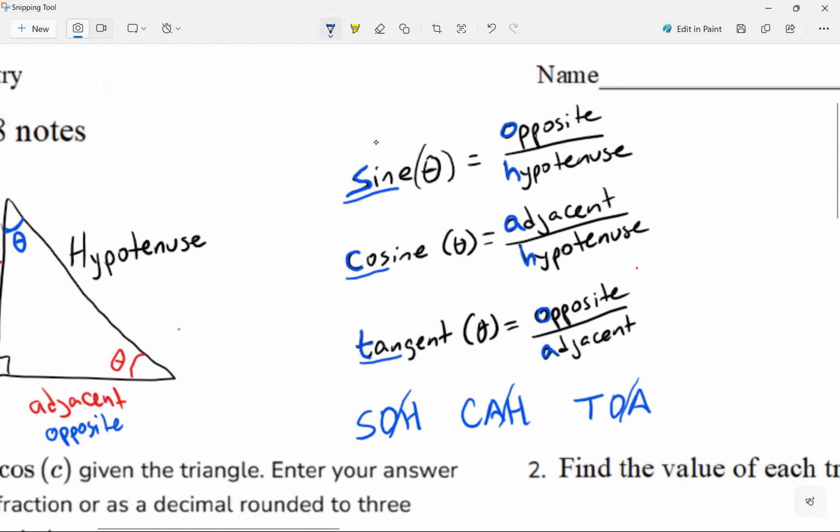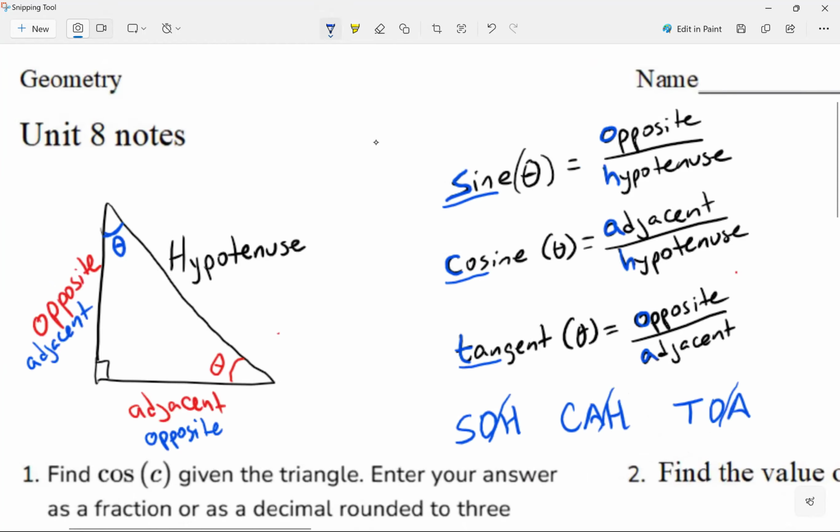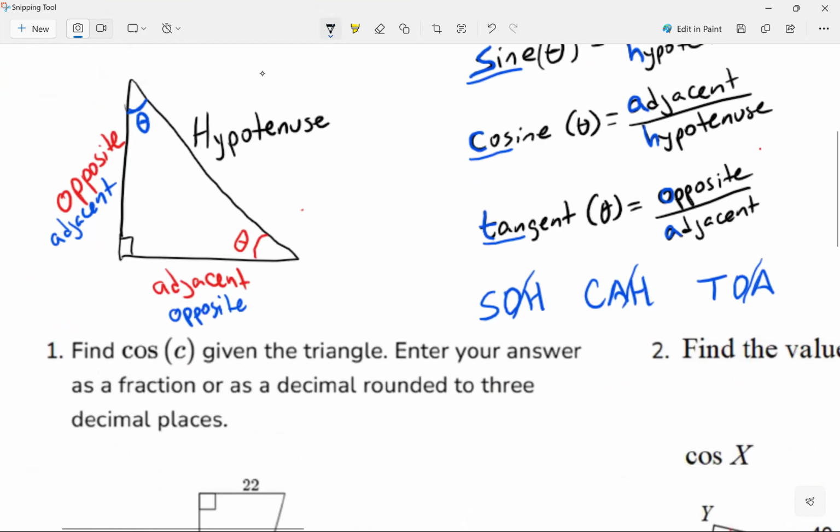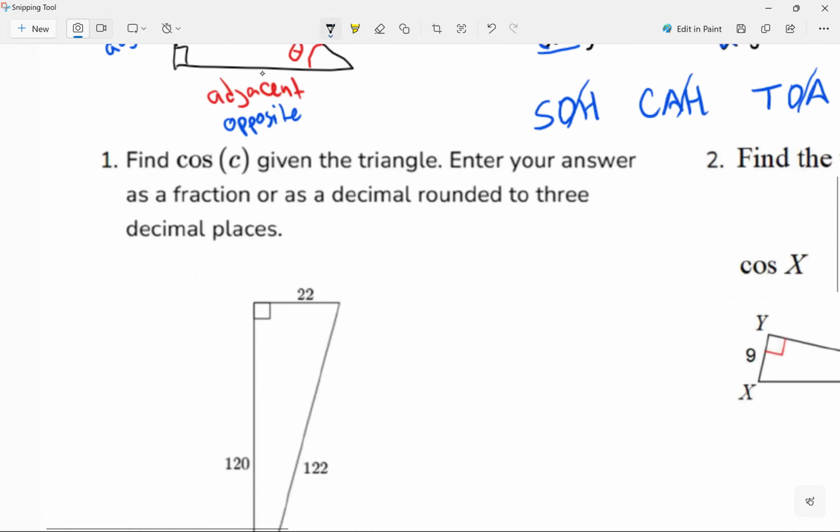Actually, before I take a look at that, one more thing I want to emphasize is that here on my triangle on the left, I marked down theta. Sometimes you will be given the theta mark. Sometimes you will not be given the theta mark. You need to mark the theta, but I will tell you where to mark it. So let's take a look at question number one now.